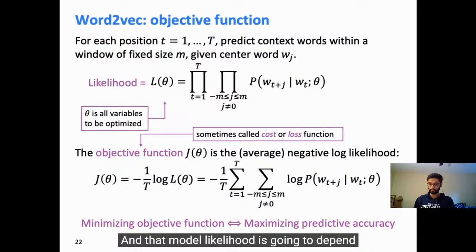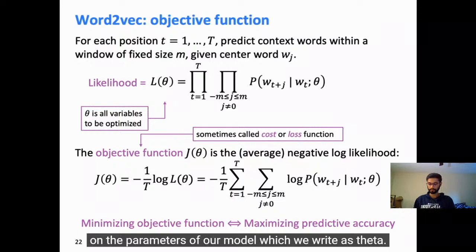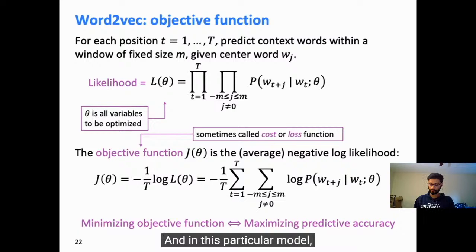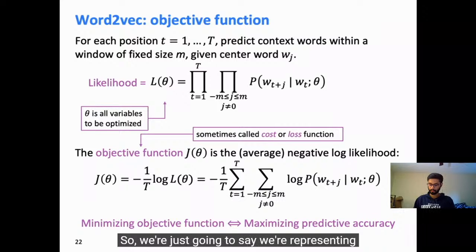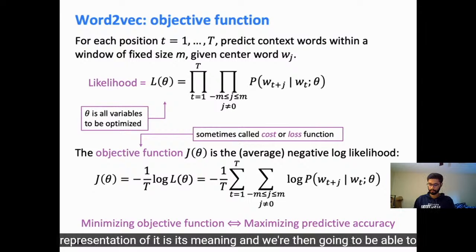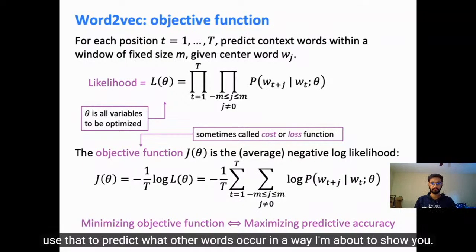And that model likelihood is going to depend on the parameters of our model, which we write as theta. And in this particular model, the only parameters in it are actually going to be the vector representations we give to words. The model has absolutely no other parameters to it. So we're just going to say we're representing a word with a vector in a vector space, and that representation of it is its meaning, and we're then going to be able to use that to predict what other words occur in a way I'm about to show you.